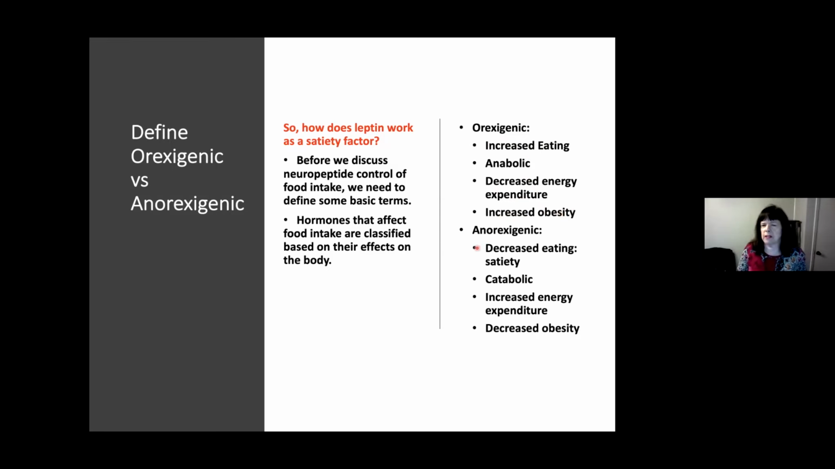Now, anorexigenic is just the opposite. You have decreased eating. So leptin is anorexigenic, for example. And also it's a catabolic state. You're breaking down fat. I'm not saying you're breaking down muscle, but you're definitely breaking down fat. You're increasing your energy expenditure, increased metabolic rate. This is one of the things leptin does: it increases metabolism and decreases obesity. So the bottom line is we have to keep in mind that there are two sets of hormones. One set is orexigenic and the other set is anorexigenic.